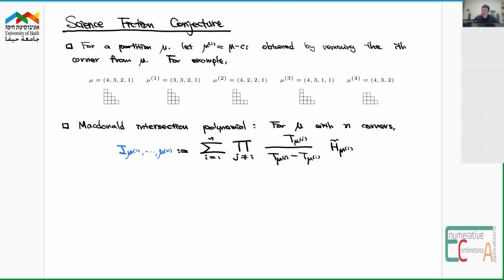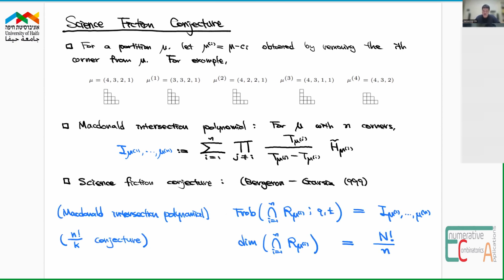And then by mimicking the way Butler defined her symmetric function I lambda mu, we could define this Macdonald intersection polynomial as a linear combination of Macdonald polynomials, denoted by I mu1 through mu n. What the science fiction conjecture implies is that this Macdonald intersection polynomial is indeed the Frobenius characteristic of the intersection of all those Garsia-Haiman modules, R mu1 through R mu n.